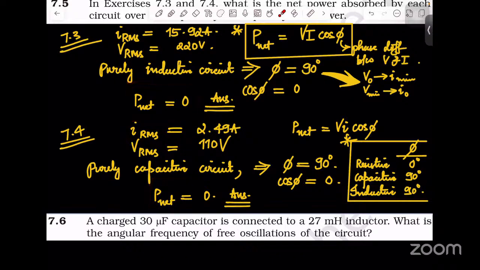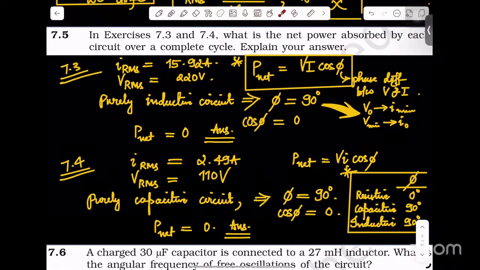I'm not saying the power consumed will be 0 at every instant. The net power for the entire cycle, or one cycle, will be 0. But in between, it will consume power, of course. So I guess this question is clear to everyone. If this is clear, we shall move over to the next question, right?